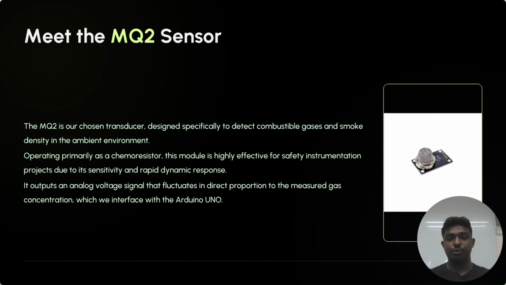Meet the MQ2 sensor. To start, the MQ2 is the heart of our system. We chose this specific transducer because it is highly sensitive to a wide range of combustible gases and smoke. In terms of engineering design, it is a chemoresistor. This means its internal electric properties change based on the chemical environment surrounding it. It is an incredibly popular choice for instrumentation because of its rugged build and its ability to provide a continuous analog signal that an Arduino can process instantly.